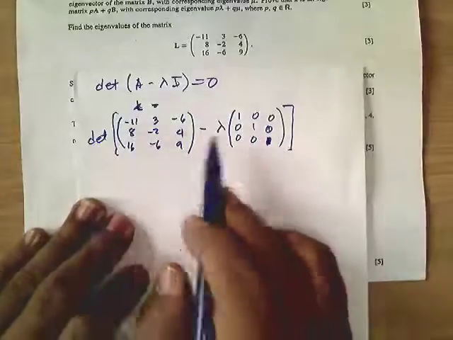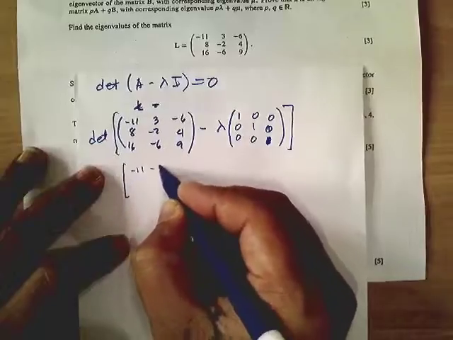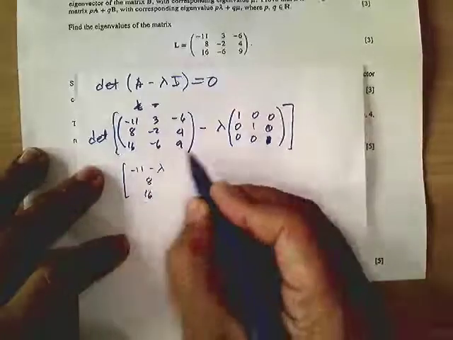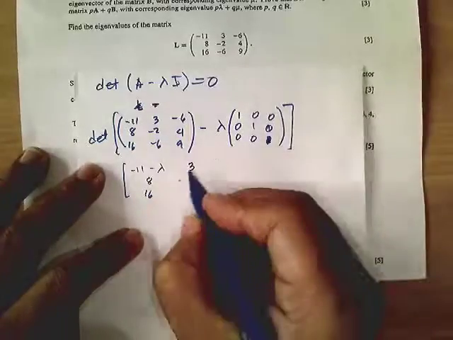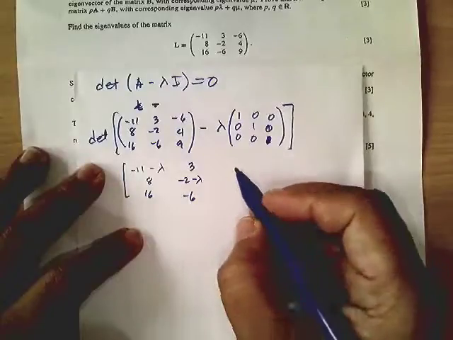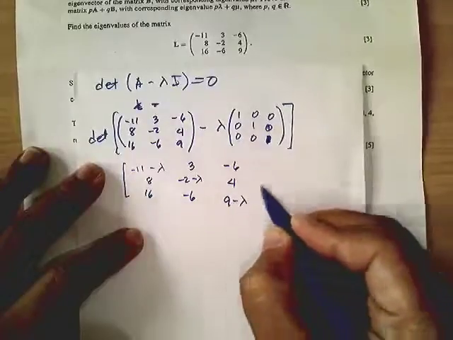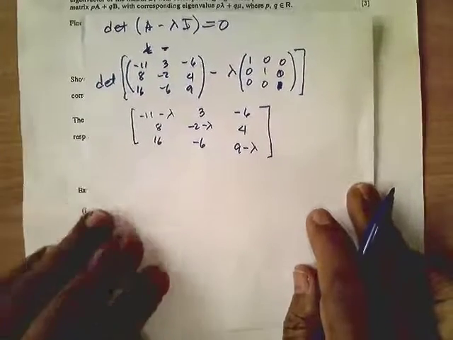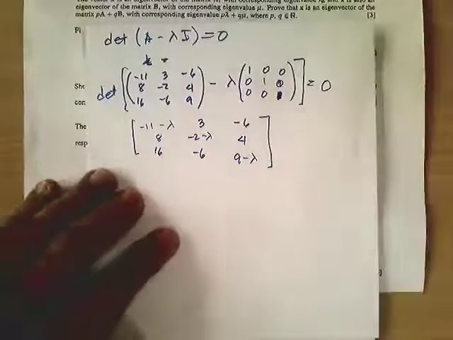So, negative 11 minus lambda. We're going to have negative 11 minus lambda, 8, 8 minus 0, 16 minus 0 is 16, 3 minus 0 is 3, negative 2 minus lambda. So basically you just need to subtract lambda from each diagonal entry. So that is 9 minus lambda. There you go. After this, we will find the determinant of that and make it equal to 0. So the determinant must be equal to 0.